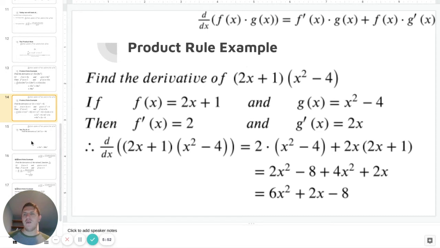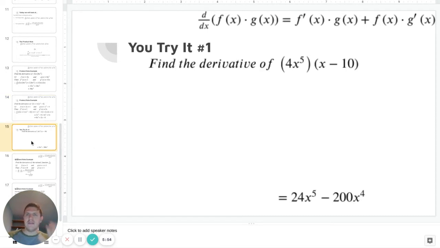Okay, so something I want you to try to get on your own here. I'm not going to show you the work, but you can go ahead and try this. Try to find the derivative of 4x to the 5th times x minus 10. If you do it correctly, you should end up with 24x to the 5th minus 200x to the 4th. So I'll let you try that on your own. Take a minute, pause the video, and see if you get the same thing I do.